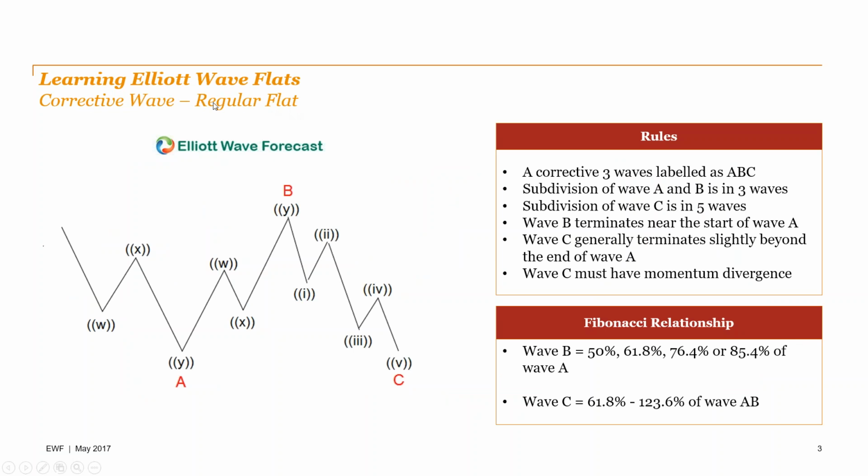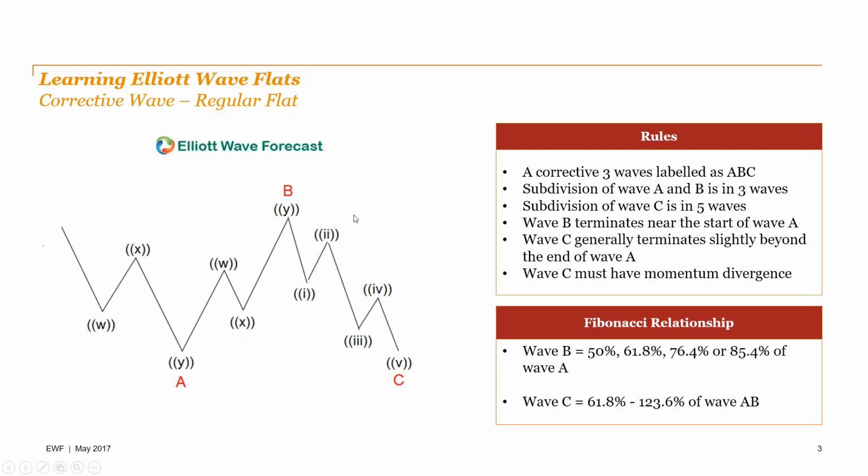Now let's take a look one by one. This is the regular flat, this is the roll. Okay, the roll, so it's a corrective 3 waves labeled as ABC. The subdivision of the A and the B is in 3, right? So this is why we call it a 3, 3, 5 structure. Subdivision of C is in 5 waves. Okay, and then the wave B terminates near the start of the wave A. That is the characteristic of regular flat.